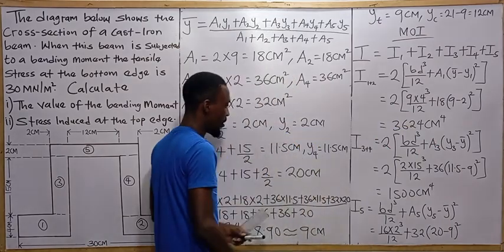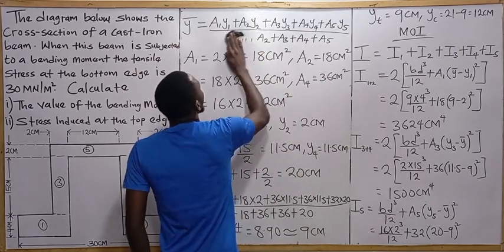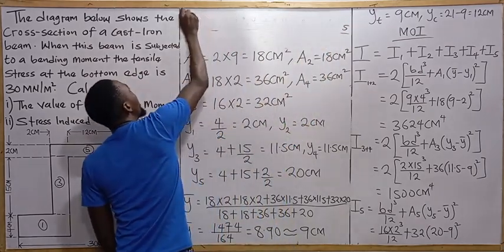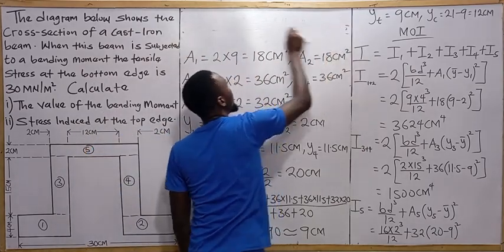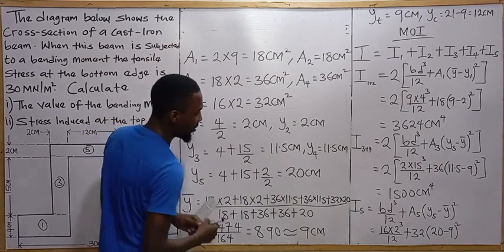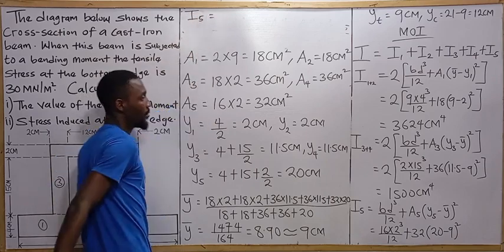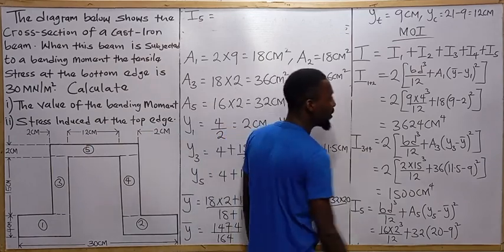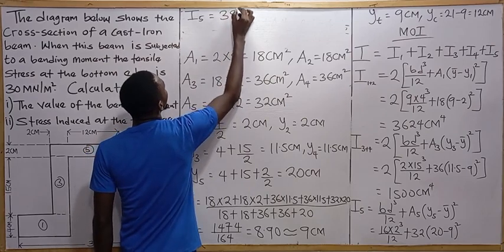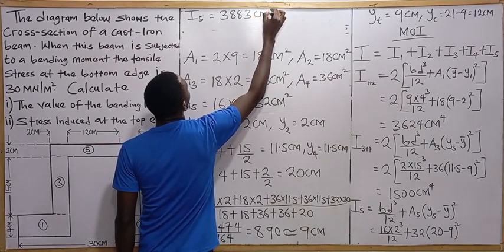So the summation of this answer is going to give us, all right. So the summation of this I5. So if you press this, you are going to have this to be nothing but 3,883 centimeter to the power of 4.